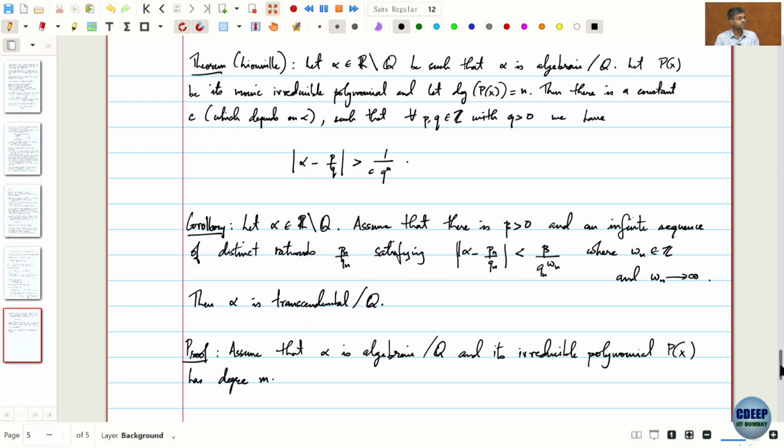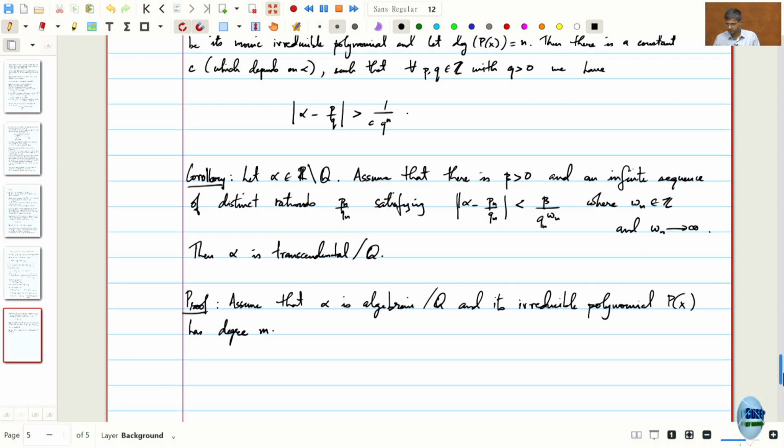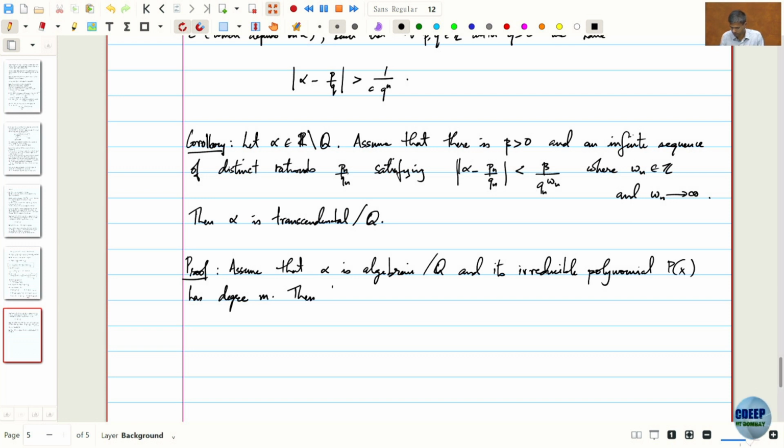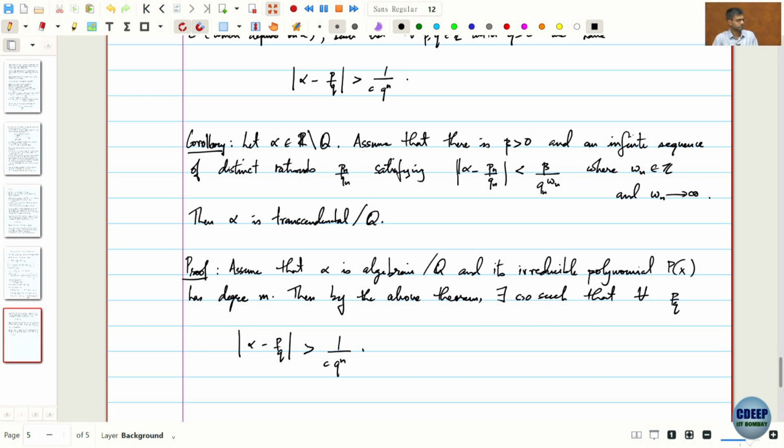Okay, so then by Liouville's theorem, by the above theorem, there exists a constant C positive such that for all rationals P by Q with Q positive, absolute value of alpha minus P by Q is strictly greater than 1 upon C times Q to the power m. We have just used the previous theorem.